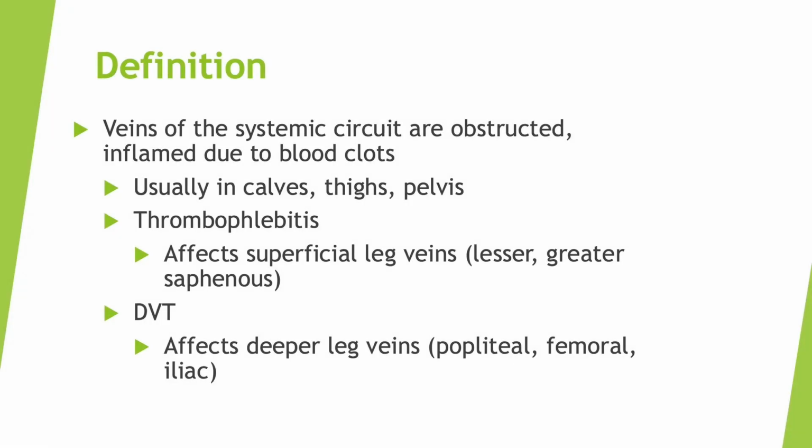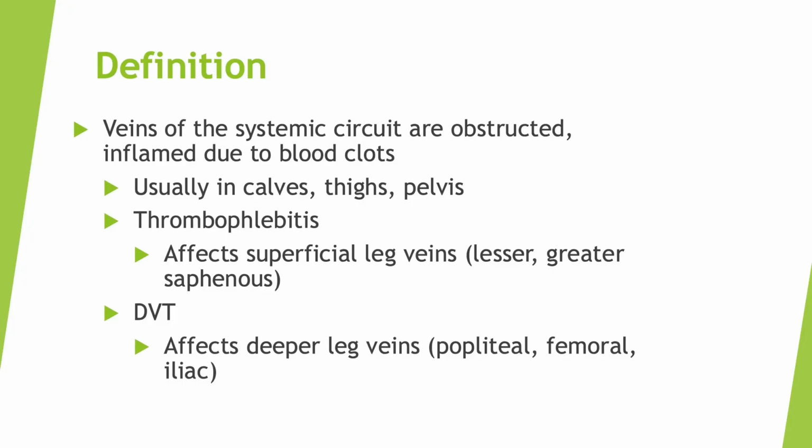Let me clarify the definition more accurately. Veins of the systemic circuit become obstructed and inflamed due to blood clots. This usually occurs in the calves, thighs, and pelvis. Thrombophlebitis affects the superficial leg veins, specifically the lesser and greater saphenous veins. Deep vein thrombosis, or DVT, affects the deeper leg veins, including the popliteal, femoral, and iliac veins.